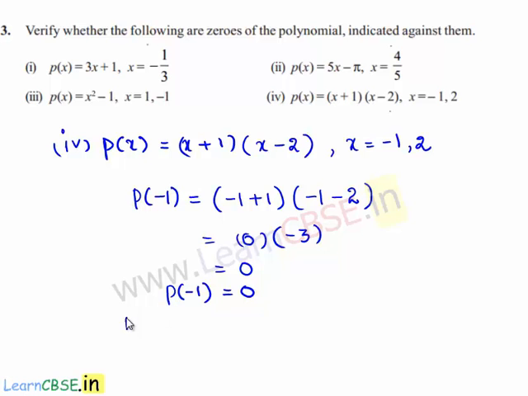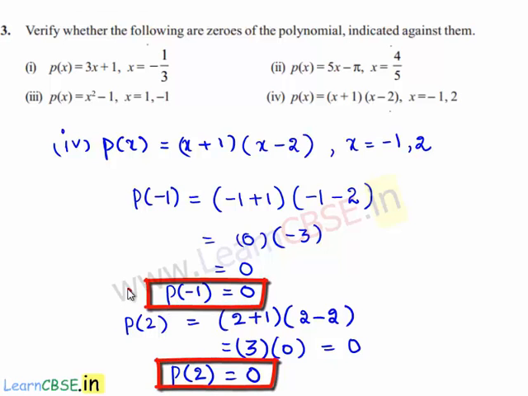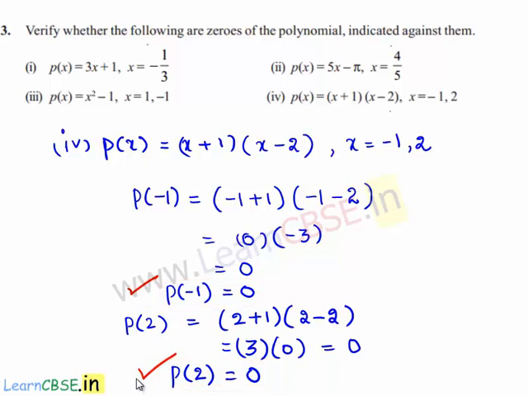Next, let us substitute x is equal to 2. That is, p of 2 is equal to 2 plus 1 multiplied by 2 minus 2, which is 3 multiplied by 0. That becomes 0. Therefore, p of 2 is equal to 0. So we can say that p of minus 1 is 0 and p of 2 is equal to 0. That is, minus 1 and 2 are the zeros of the polynomial.